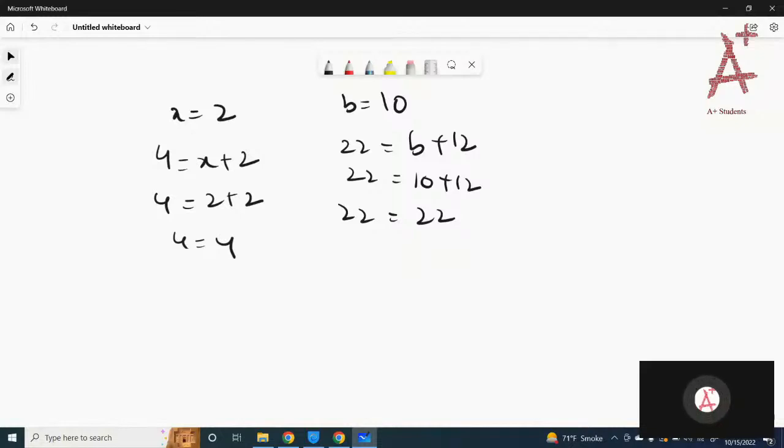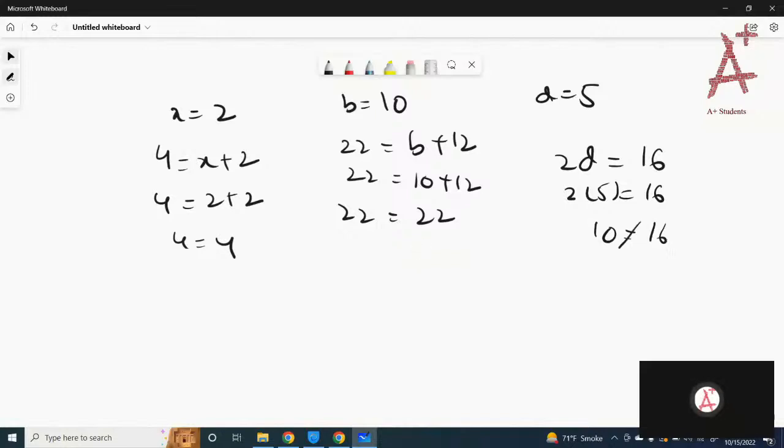Okay, is d equals 5 a solution to this equation, and the equation is 2d equals 16. 2 times 5 is 10, and 10 does not equal 16. That means no, this is not the solution of the equation. Got it?